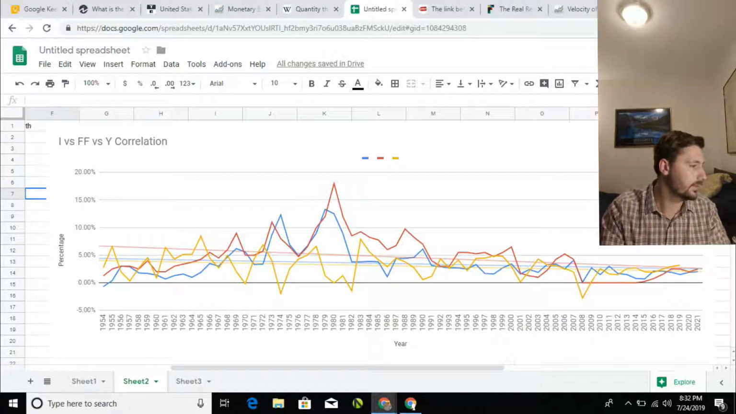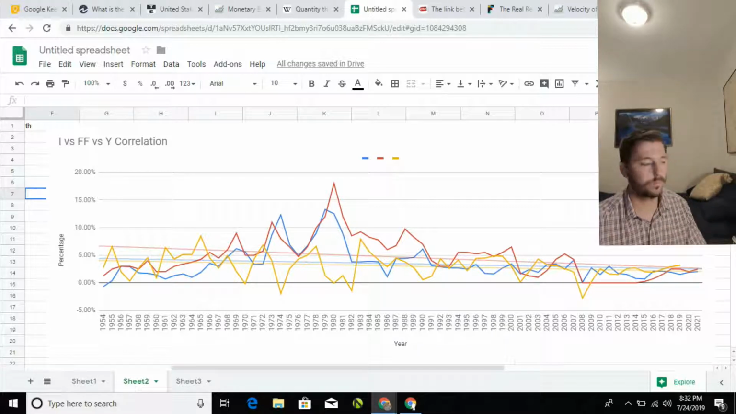Long story short, what is wrong is the quantity theory of money. An increase in your money supply does not necessarily mean an increase in your price level and your inflation, especially with GDP.